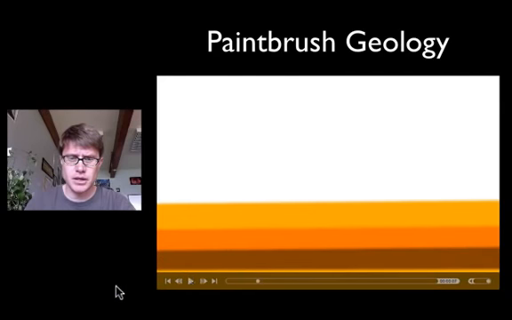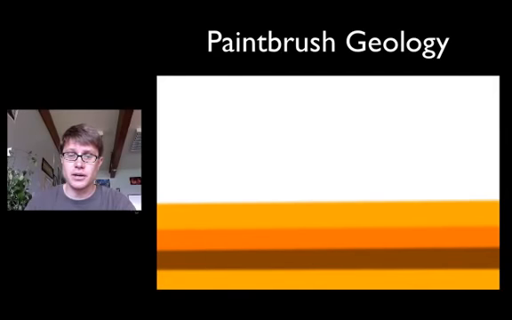Okay, let me pause it right here. What happens? Well, we had this first layer of rock laid down, and then a second and a third and a fourth layer of rock was laid down. So we know that the oldest rock is going to be the rock at the bottom. But let's play what happens next.